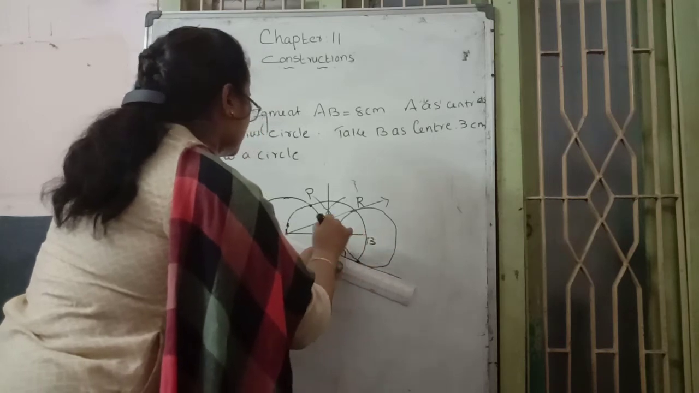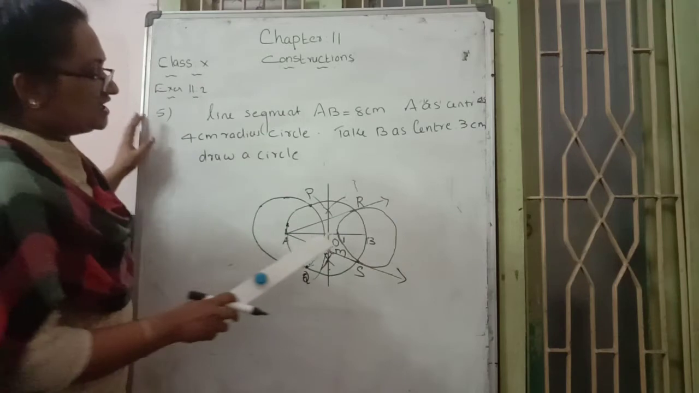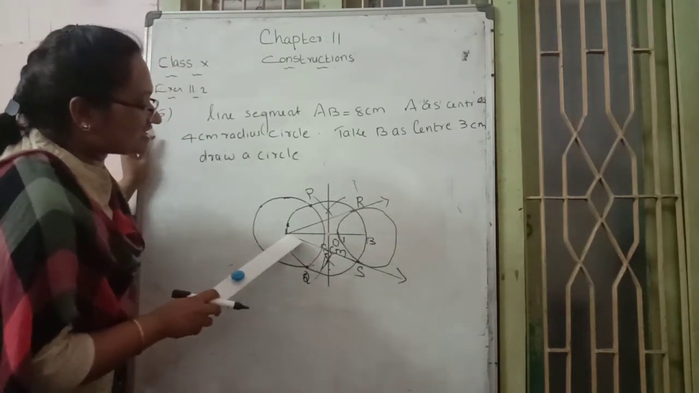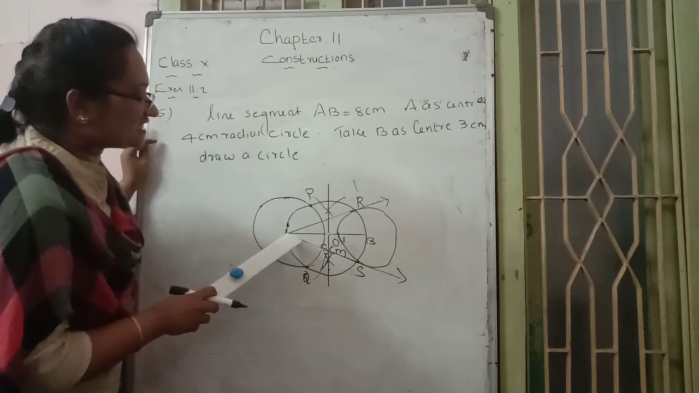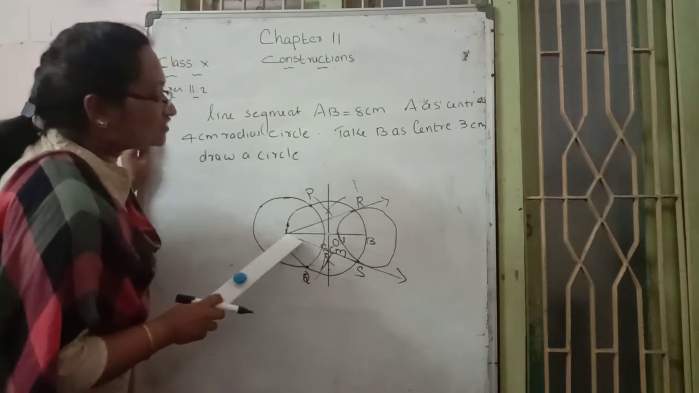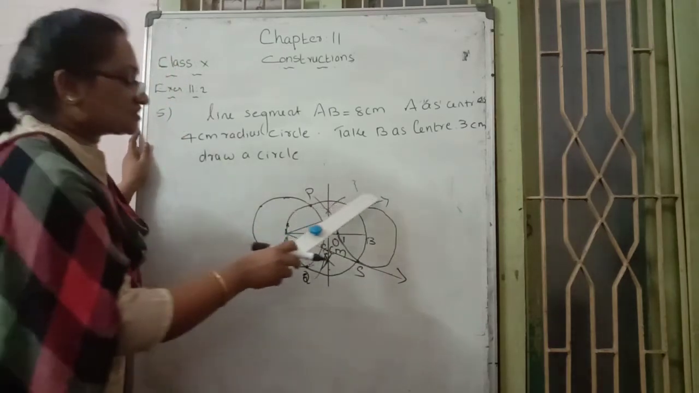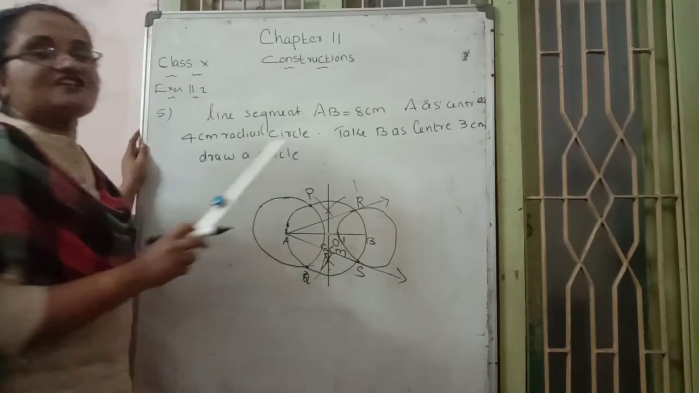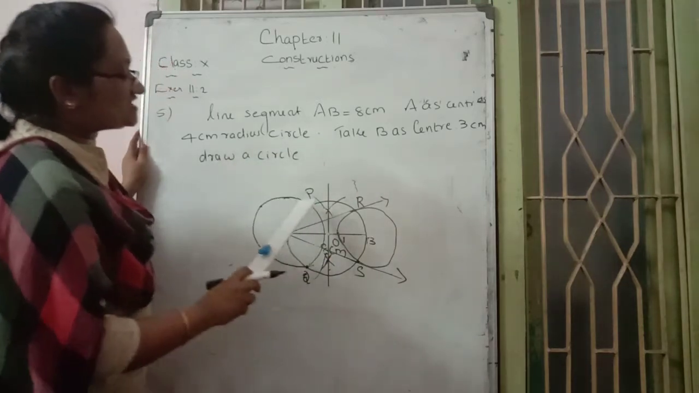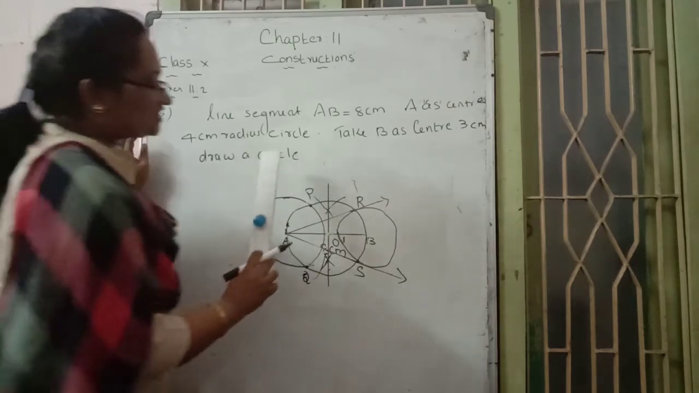Here, see, they are joined. So which are the tangents here? With respect to the 3 centimeter circle, A is a point outside the circle. AR and AS are the two tangents constructed with respect to the 3 centimeter circle. Then with respect to the 4 centimeter circle, what are the tangents?